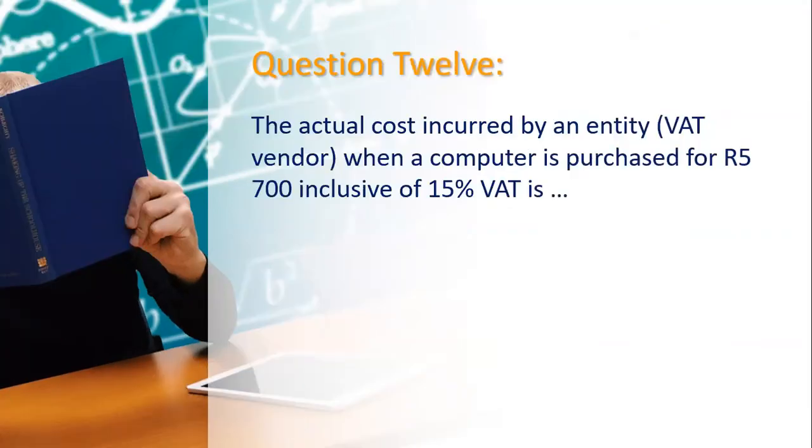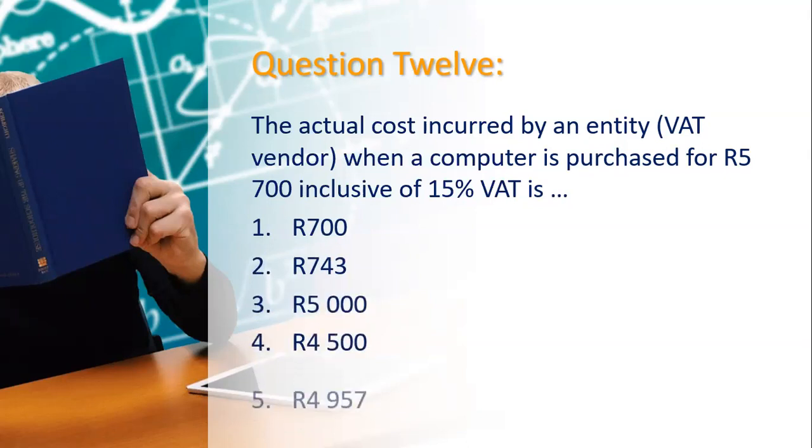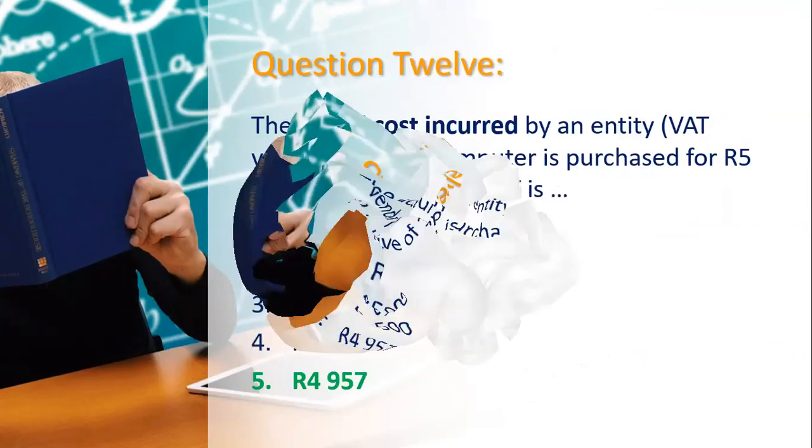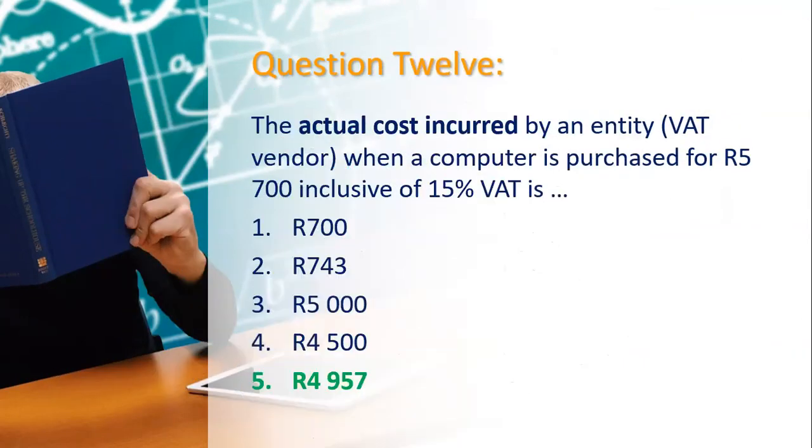Okay, question 12 was a bit of a tricky one for some students, but we'll go through it step by step, right? The assignment said that the actual cost incurred by an entity, which is a VAT vendor, and that is important, when a computer is purchased for 5,700 Rand, inclusive of 15% VAT, is 700 Rand, 743 Rand, 5,000 Rand, 4,500 Rand, or 4,957. Okay, and if you look at the answer, it's 4,957. How did we get to this?